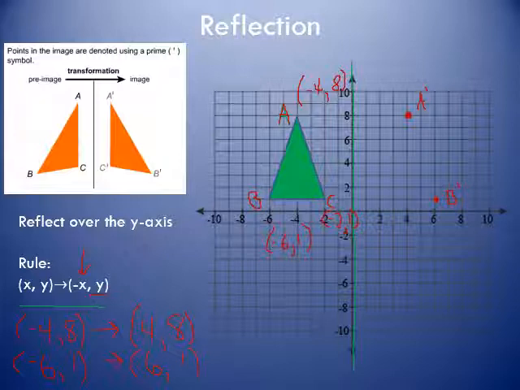C's initial coordinate is at -2, 1. So again, I take the x value and I flip the sign, so it becomes 2. Y value stays the same. And so the new C, C prime, will be at 2, 1, which is right there. Go ahead and label that.